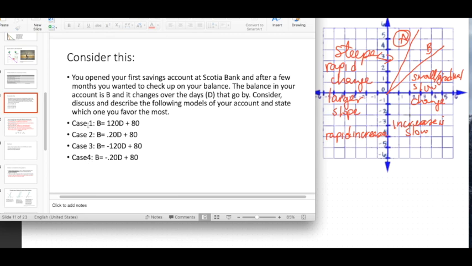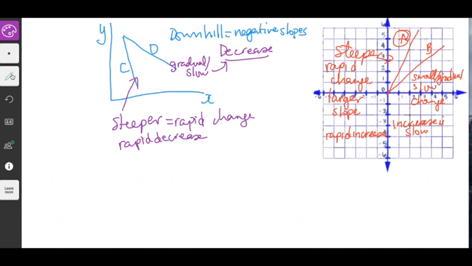So I'd like you for a moment to pause the video and consider, discuss, describe the following models of your account and state which one you favor. So maybe pause the video for about 2 to 3 minutes or even 5 minutes. Consider it before you continue the video, because now I am going into the explanation of what is going on here. So I'd really like you to pause the video, do it, and then press play again and look at the explanation.